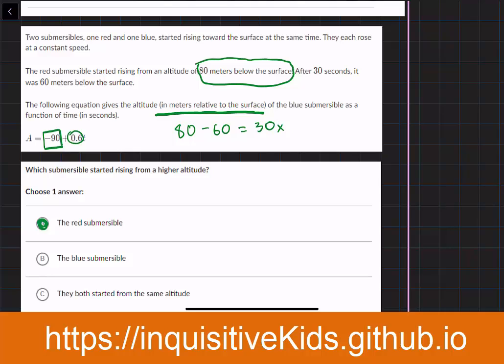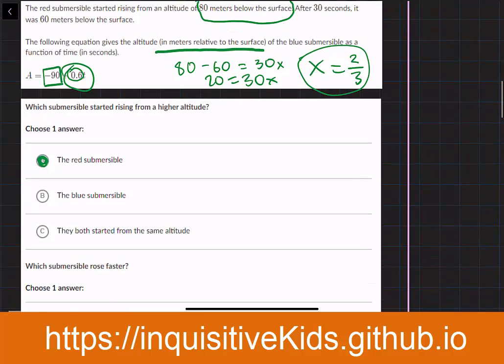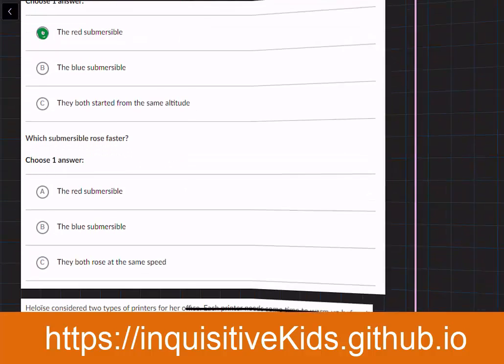And if we simplify this more, we'll get 20 is equal to 30x. And to solve for x, we can divide both sides by 30. And we'll get x is equal to 2/3. So x is 2/3 of a meter, which means that per second, the red submersible rises 2/3 of a meter. If you divide 2 by 3, it'll just be 0.66666, and that keeps going on. And this is still greater than this, which means that the red submersible rises faster.